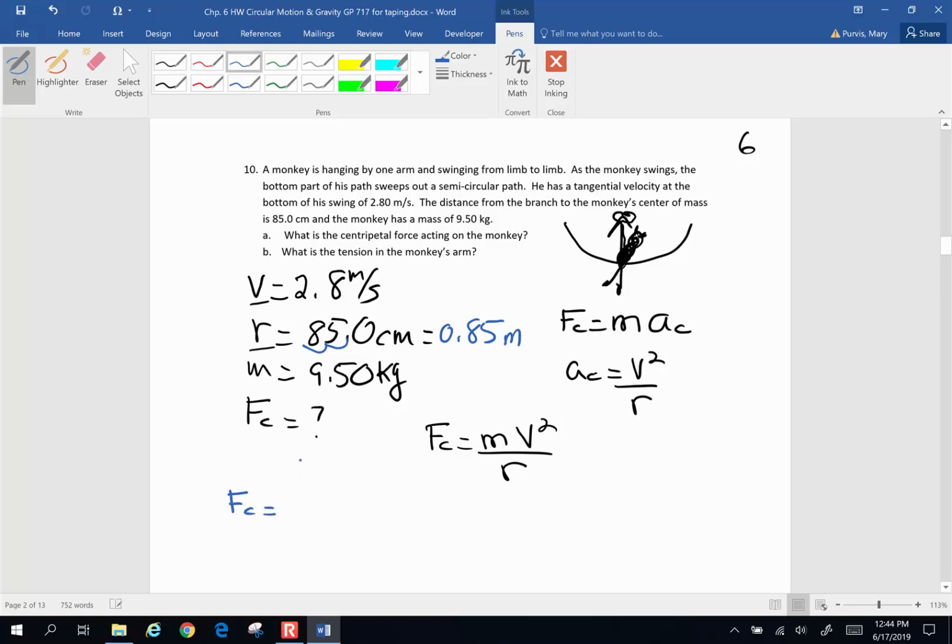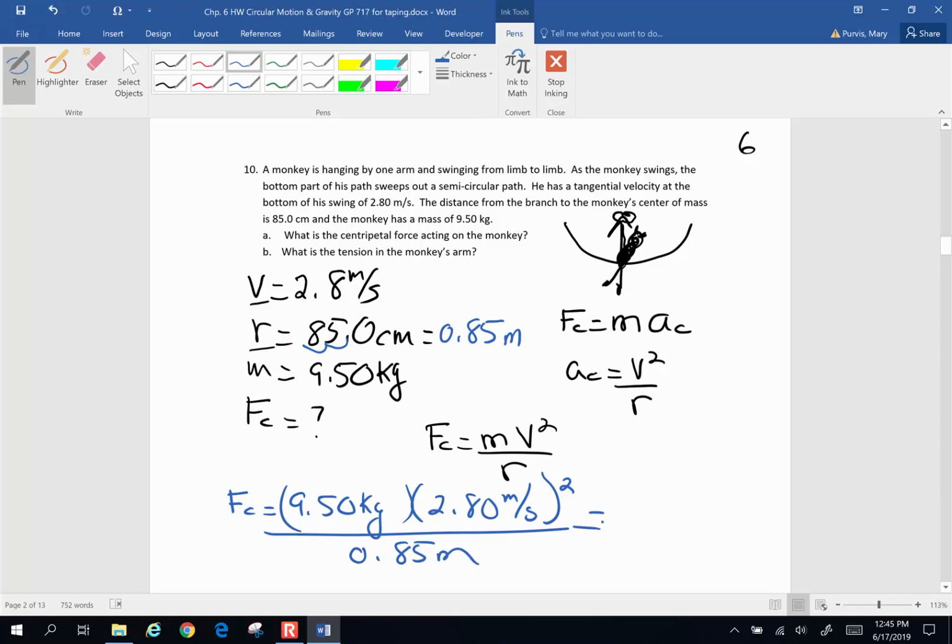Centripetal force is going to be the mass, 9.50 kilograms, velocity, 2.80 meters per second, squared, the radius of 0.85 meters. Grab my calculator, and here goes. 9.5 times, open parentheses, 2.8 squared, close parentheses, and divide that by 0.85. I ended up with 87.6 newtons, to 3 sig figs, is the centripetal force on the monkey.